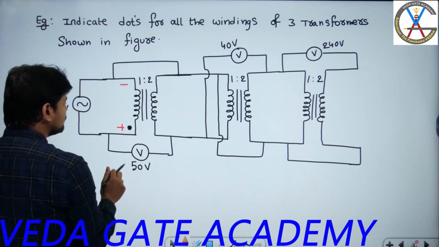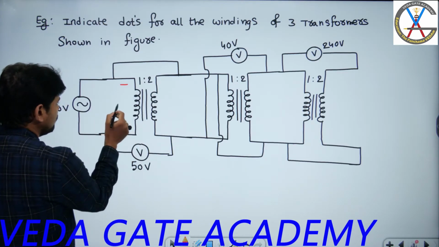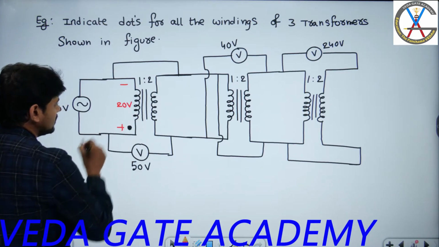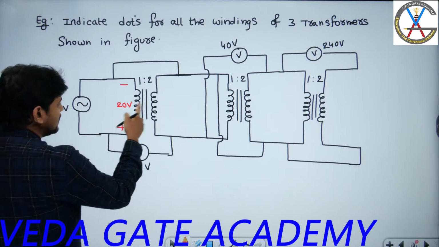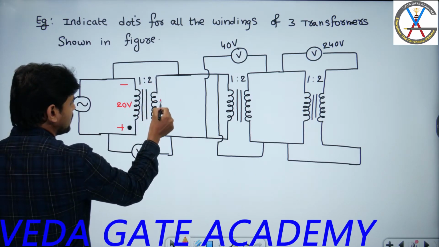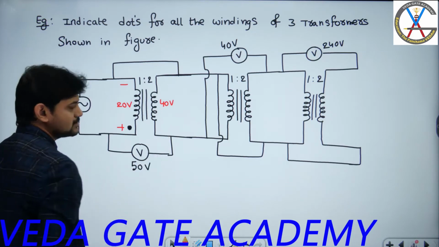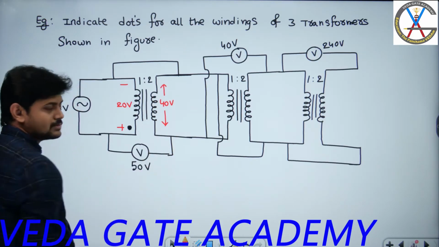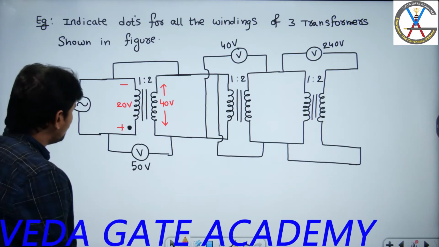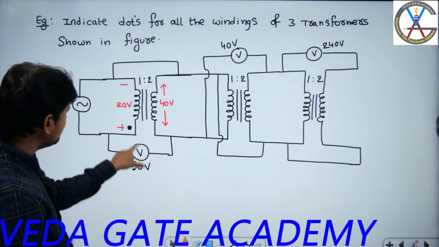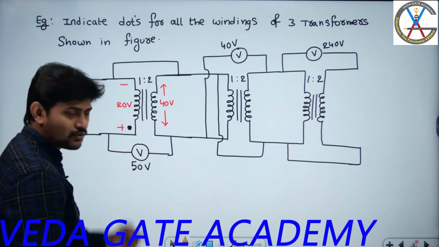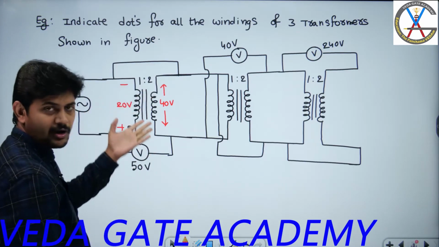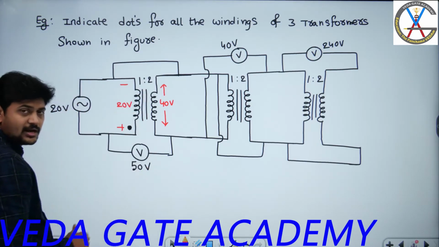Now for a given transformer, if this is 20 volts, obviously here also how much voltage will you get? 20. Now since it is a 1:2 transformer, how much voltage are you going to get across this? 40 volts, because you know E2 by E1 equals N2 by N1. Now if you observe, the voltmeter is connected after shorting these two terminals, that means this is a polarity test. So this voltmeter reads how much value?